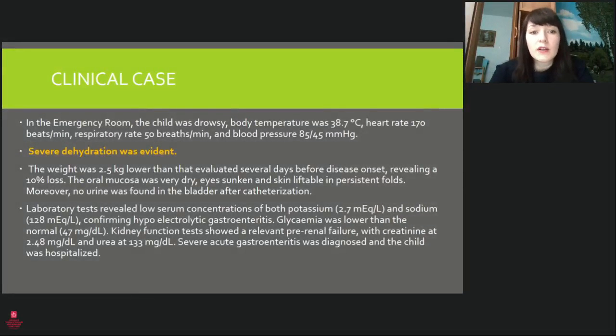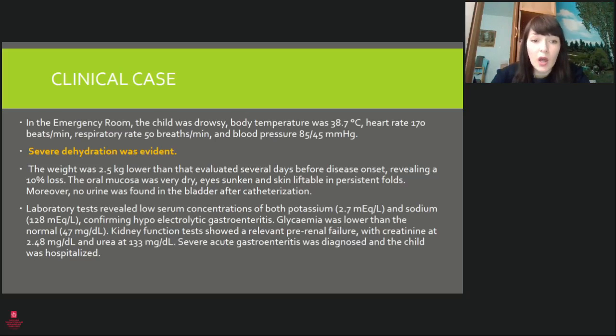In the emergency room, the child was drowsy, body temperature was 38.7 degrees Celsius, heart rate 170 beats per minute, respiratory rate 50 breaths per minute, and blood pressure 85 over 45 millimeters of mercury. Severe dehydration was evident. The weight was 2.5 kilograms lower than that evaluated several days before disease onset, revealing a 10% loss. The oral mucosa was very dry, eyes sunken, and skin lifted in persistent folds. Moreover, no urine was found in the bladder after catheterization.